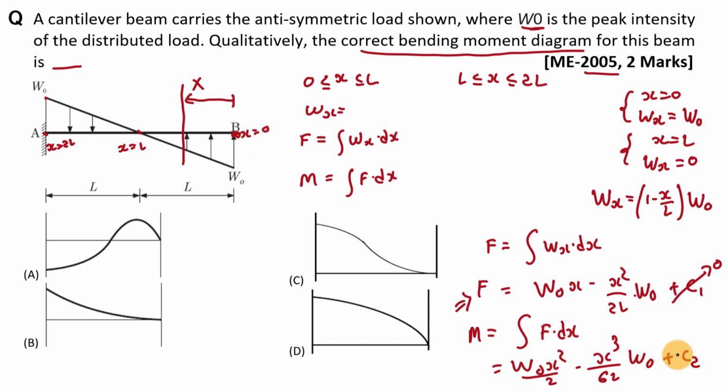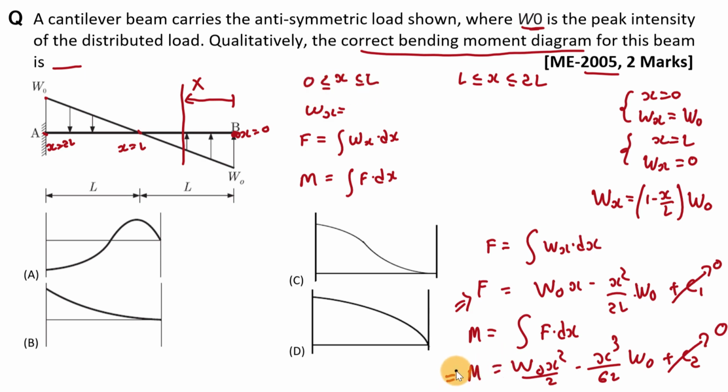So the value of bending moment at x equal to 0 is 0. If you put this boundary condition here, that at x equal to 0, M is equal to 0, then the value of C2 is 0. So finally we have the equation of bending moment in this beam in the interval of 0 to L.